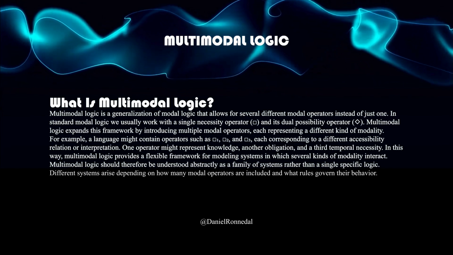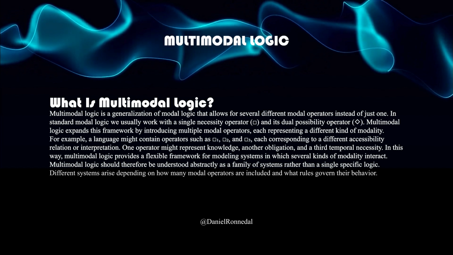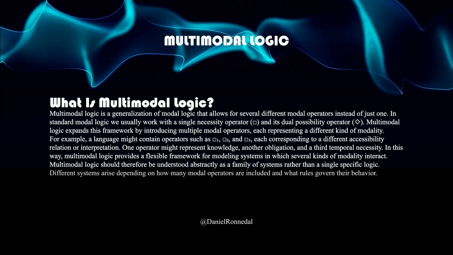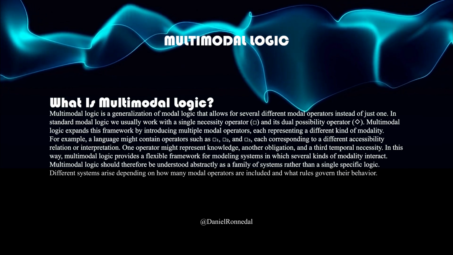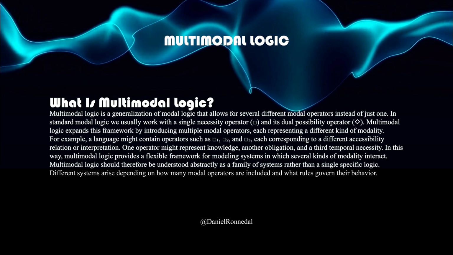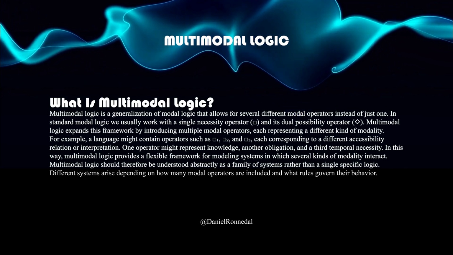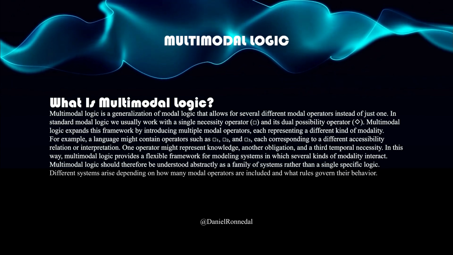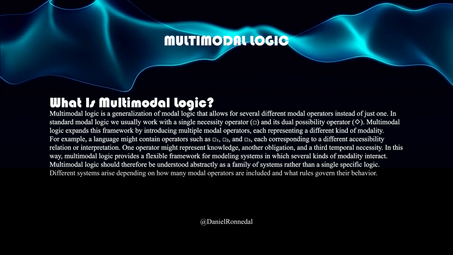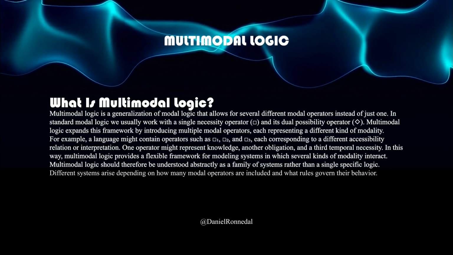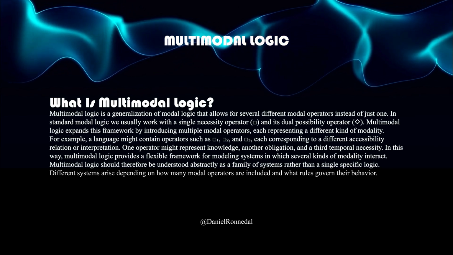For example, a language might contain operators such as box 1, box 2, and box 3, each corresponding to a different accessibility relation or interpretation. One operator might represent knowledge, another obligation, and a third temporal necessity. In this way, multimodal logic provides a flexible framework for modeling systems in which several kinds of modality interact.